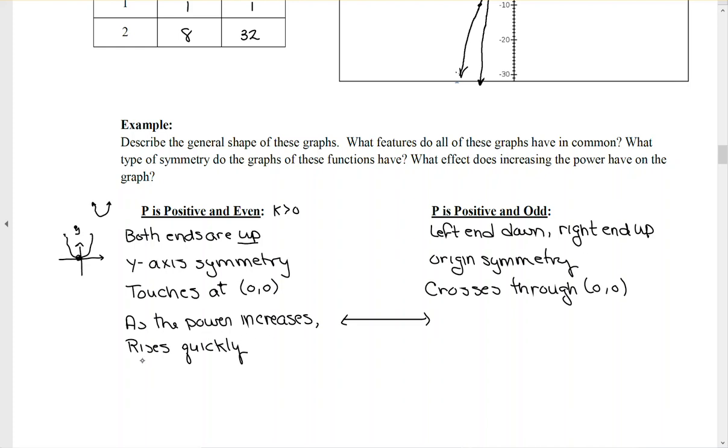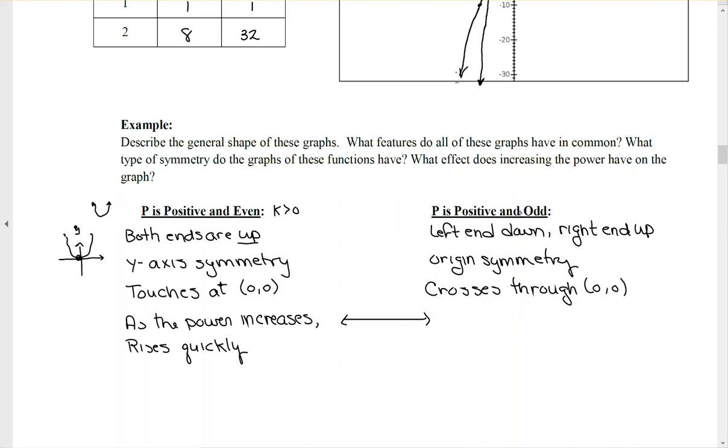And as the power increased, we saw that our shape, our horseshoe or parabola type function, increased more quickly. And so it kind of flattened out in the bottom but went up quick as that power got bigger.